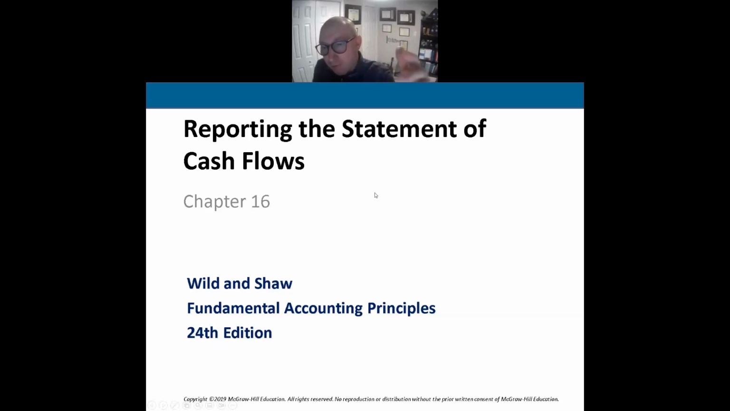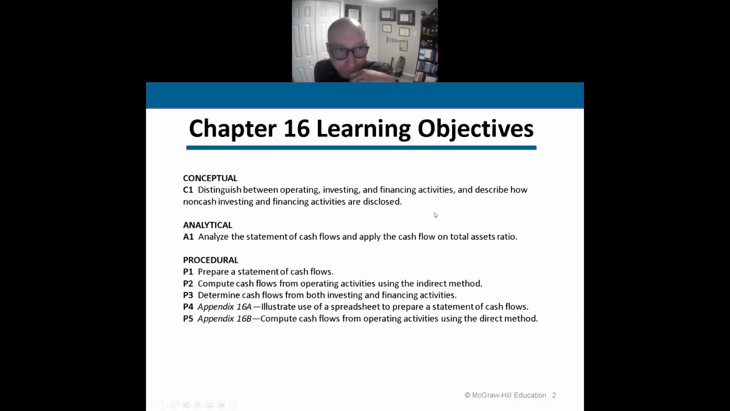And all of these activities represent the use of cash and the flow of cash coming into and out of the business. So the statement of cash flows shows the physical flow of cash into and out of the business within these three categories: operating, investing, or financing. I'm going to show you what these look like, and also show you how to calculate the statement of cash flows.